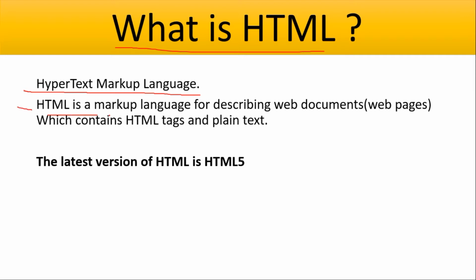HTML is a markup language for describing web documents or web pages, which contains HTML text and plain text. There are numerous different computer languages, all used for different purposes, and they are also subdivided into different categories, like some are programming languages, some are scripting languages, and so on.